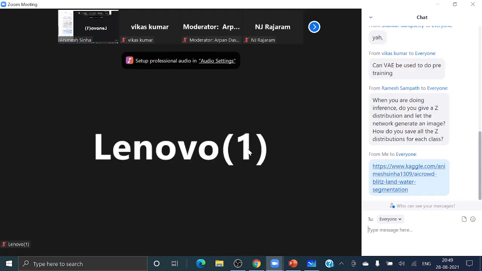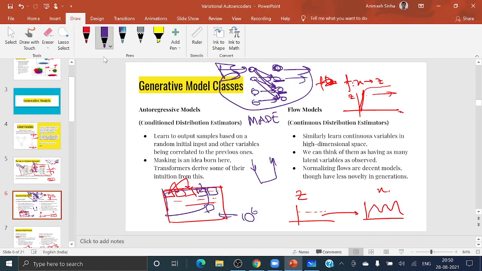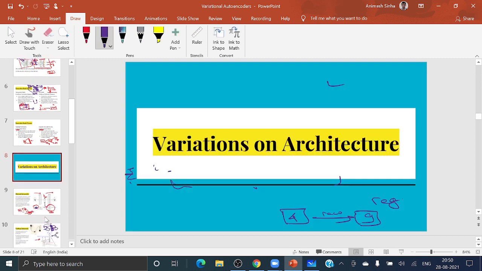What are you doing at inference? Do you give a Z distribution and let it generate an image? How do you save Z distributions for each class? Why would I save it for each class? My entire Z is from a single Gaussian, irrespective of what class it belongs to. I don't actually know what classes are because I do not have tag data.